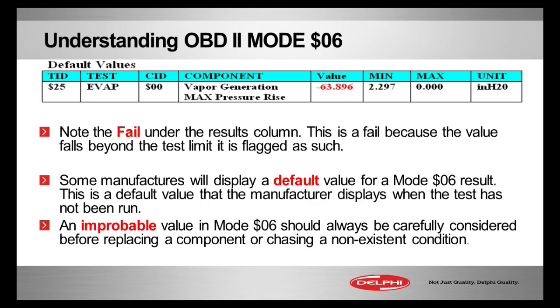We're going to talk about the example here on this scan tool screen capture of a TID 25. Now, TID is for the general area, EVAP, and CID, component ID, is for the specific area. It is spelled out here: vapor generation max pressure rise. So we're looking for a positive pressure.